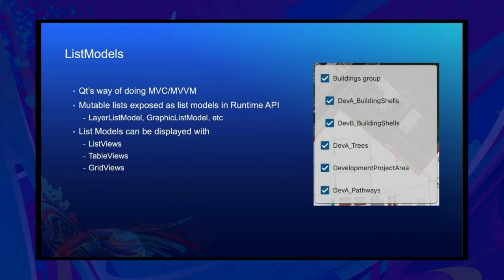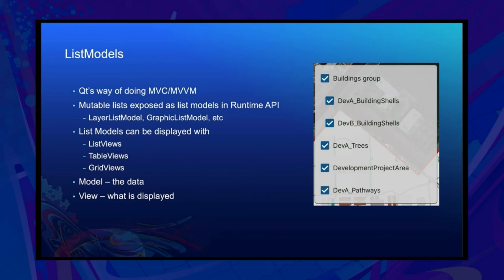List models can be plugged in to work directly with list views, table views, and grid views. So Qt exposes many different view types, and you can simply provide the model and display the data in the view with very little coding. So the model in this case is the data. Like I mentioned, in the case of maps and layers, it's those layers in the map, that's the data. And we have the view, so what is actually displayed.